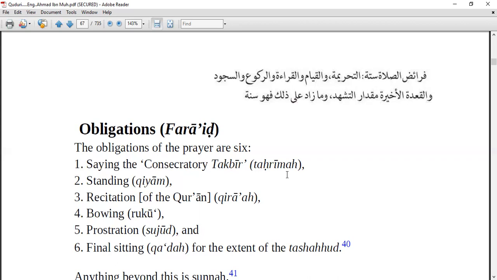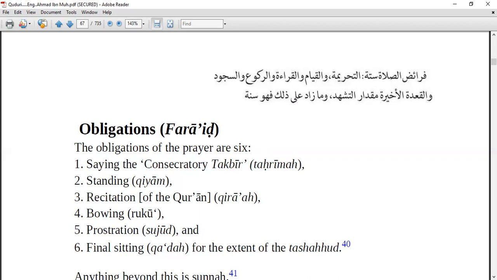Although it's mentioned in the hadith that the ajr a person gets when reciting the Quran in a standing position is twice that of a sitting position. Unless, of course, you're unable to stand initially because of some uzr. In that case, even when you are reciting in a sitting position, you still get the full ajr. But for a normal person, recitation in the qiyam is twice as virtuous as recitation in al-qa'da, the sitting position.